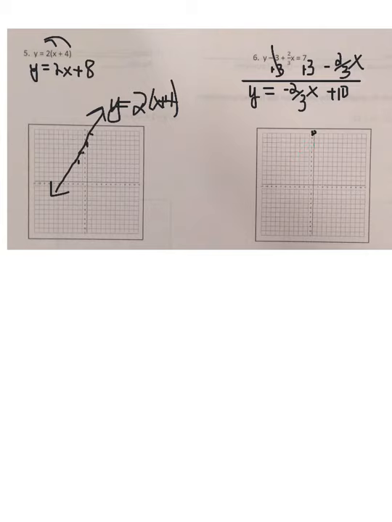Okay, so that's going to give me 3, 8, right? Then I'm going to go down 2 again and over 3 again. Down 2 again and then over 3 again. Oops, that one didn't work, did it? There we go. Okay. And we've got y minus 3 plus 2/3 x equals 7.